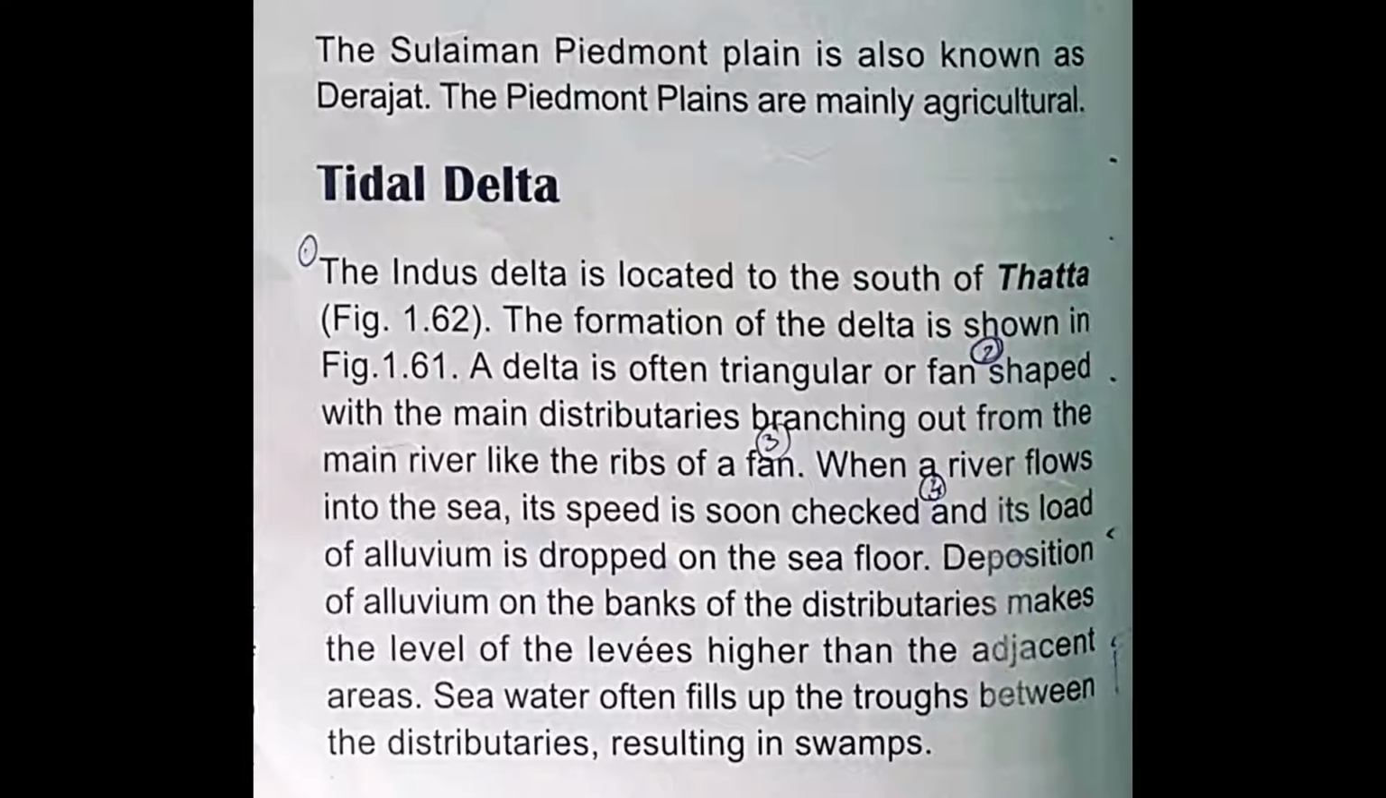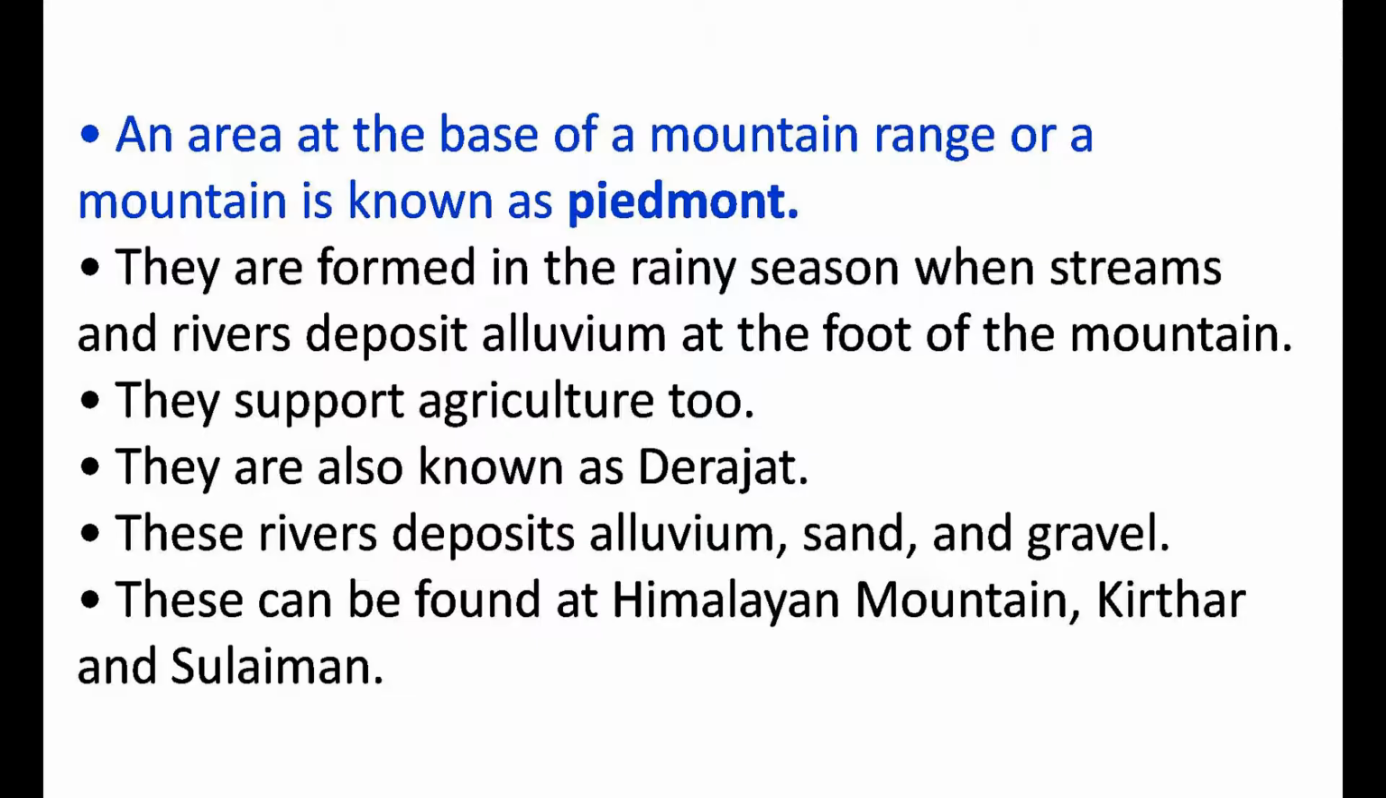So students, what have we learned from these Piedmont Plains? An area at the base of a mountain range or a mountain is known as Piedmont. They are formed in the rainy season when streams and rivers deposit alluvium at the foot of the mountain. They support agriculture too. They are also known as Derajat. These rivers deposit alluvium, sand and gravel. These can be found at the Himalayan, Kirthar and Suleiman mountains.